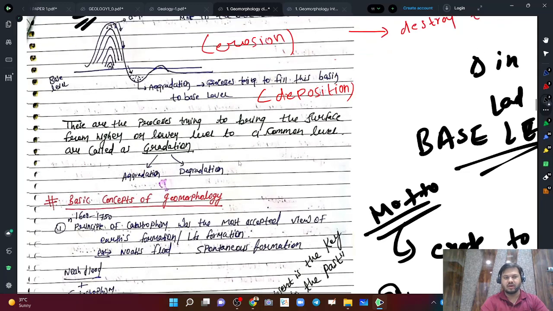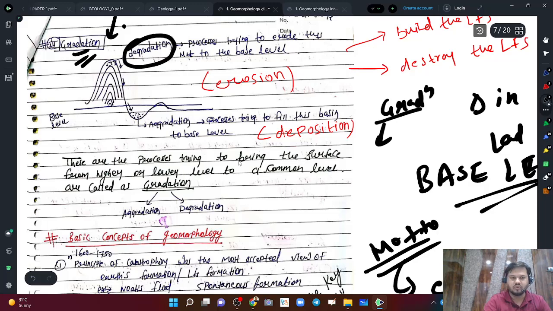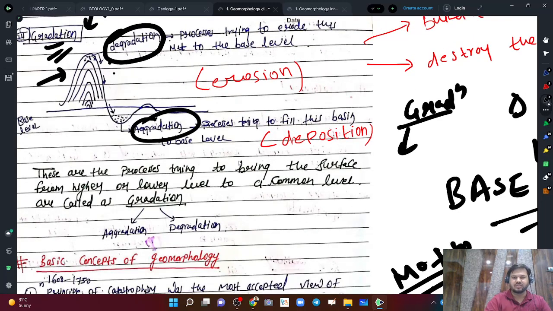All right. So basically, the process of gradation is of two types. One we call aggradation and another one is degradation. This is degradation, I hope it is visible to you, and this is aggradation. Suppose again this is a mountain and a river is flowing through it. The river is eroding this mountain. So this process of erosion is a process of decrease in the height of the mountain.